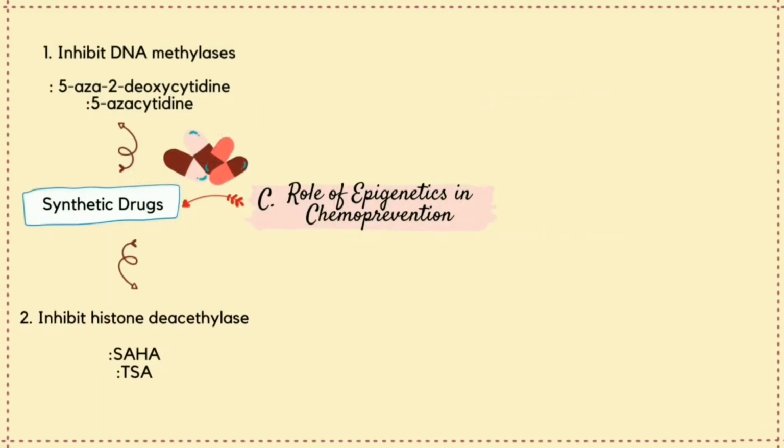It is proposed in the article to develop a synthetic drug which serves as a therapeutic drug in cancer. It is mainly targeting the epigenetic pathway by inhibiting the DNA methylase and histone deacetylase. The examples of synthetic drugs used to inhibit the DNA methylase action are 5-aza-2-deoxycytidine and 5-azacitidine. The synthetic drugs used to inhibit the action of histone deacetylase are suberoylanilide hydroxamic acid, or known as SAHA, and trichostatin A, which is also known as TSA.